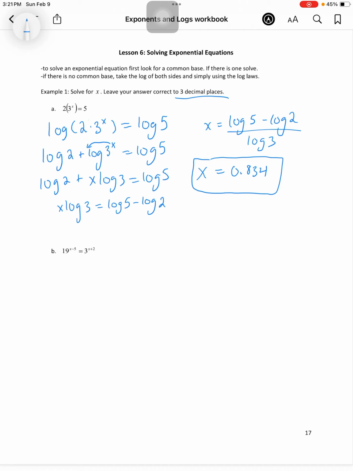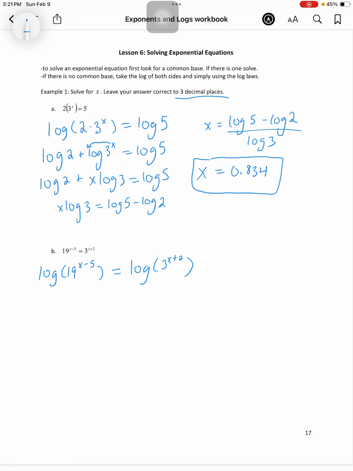Anyway, now we're going to go to letter B. Letter B is the exact same steps, except now our exponent has a little equation in it. All it really does is add a couple more steps. Here, we just add the word log to both sides. So log 19^(x minus 5), and again just put brackets around your argument, equals log 3^(x plus 2). Right now, we don't have any multiplication, so no multiplication law, so we can look at our exponents and just bring them to the front.